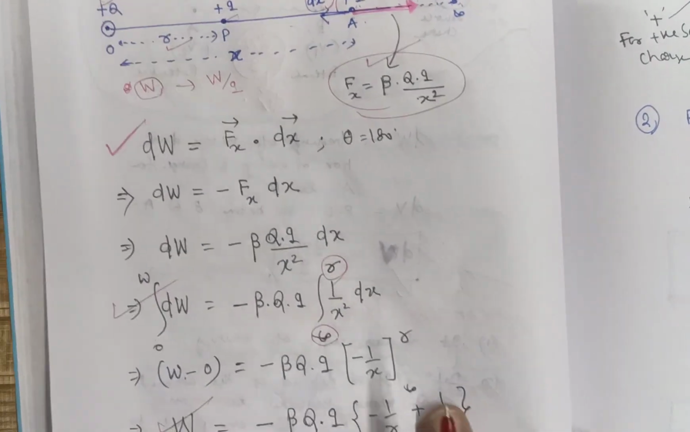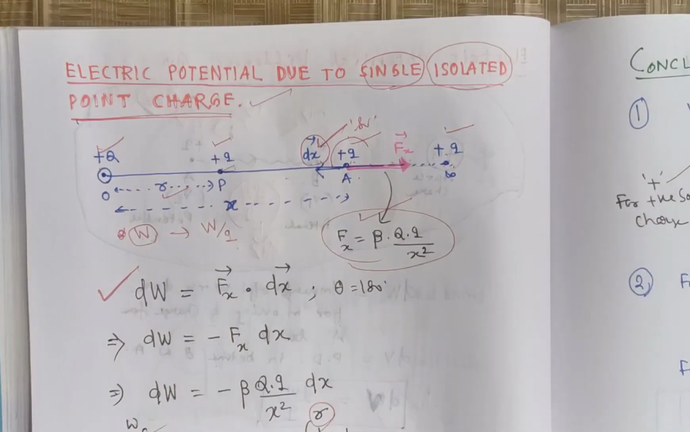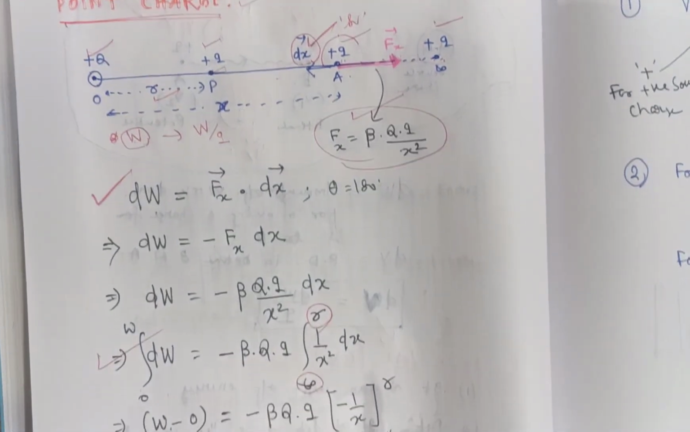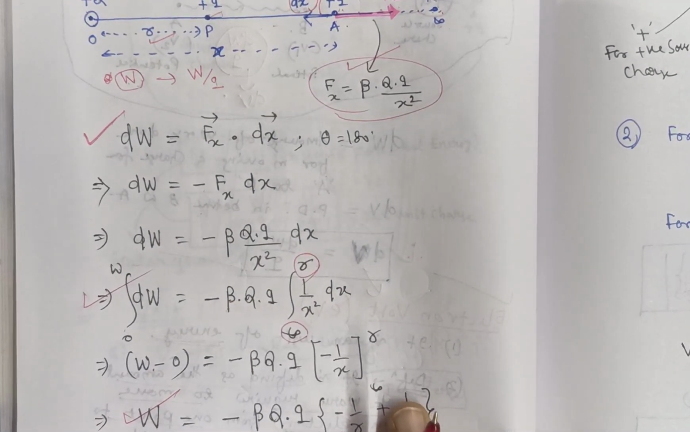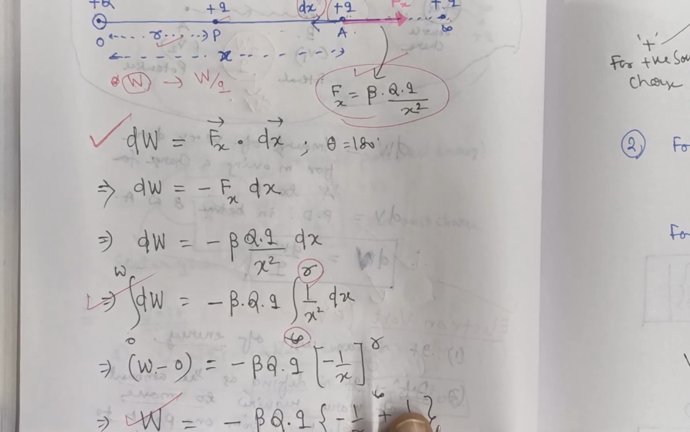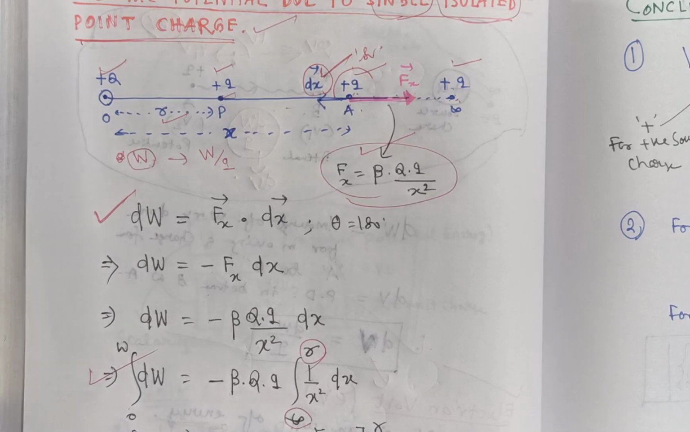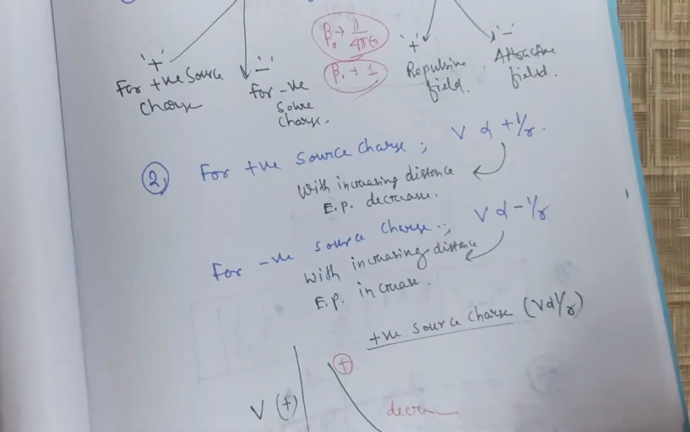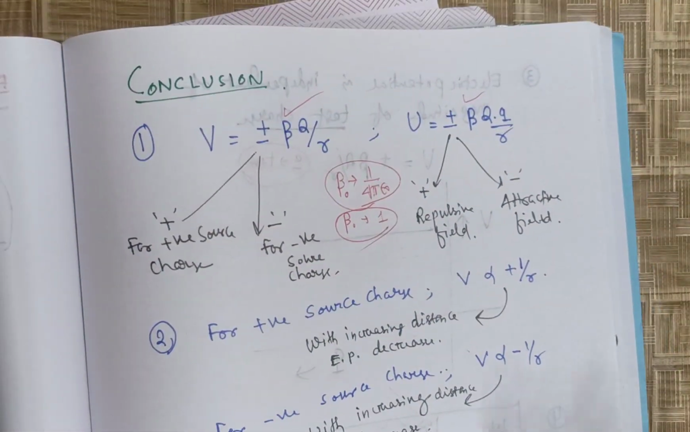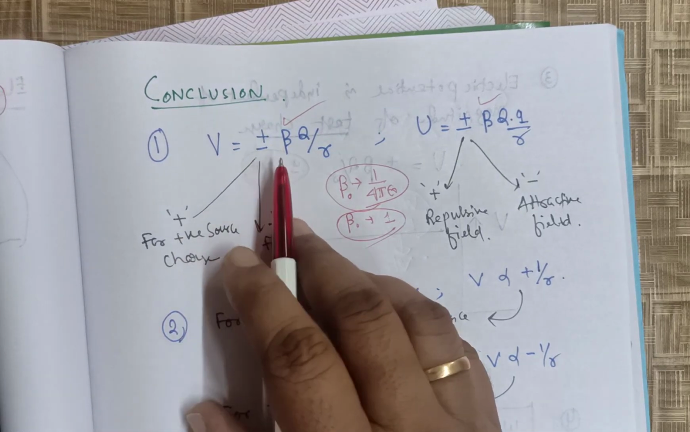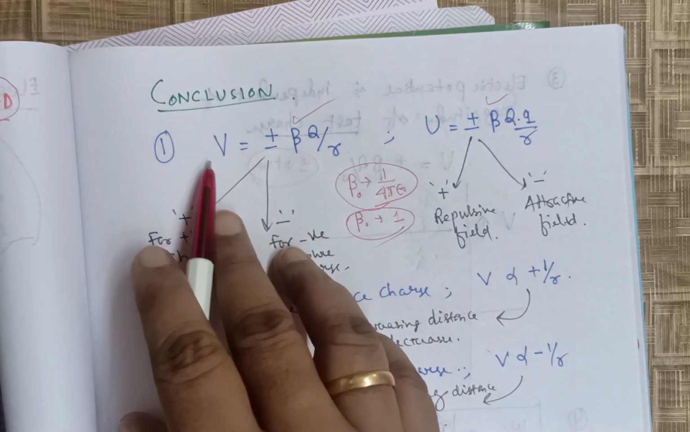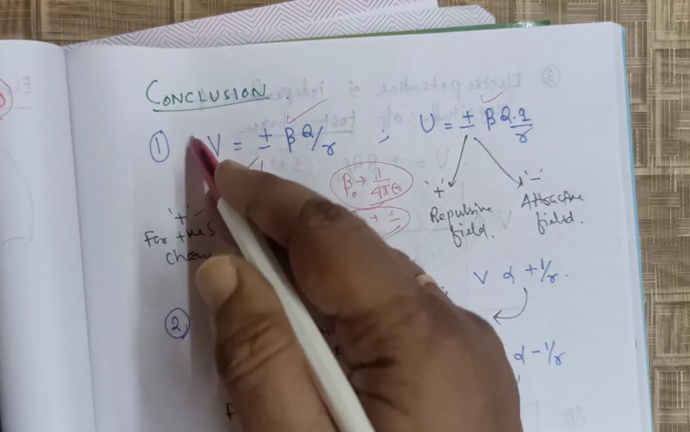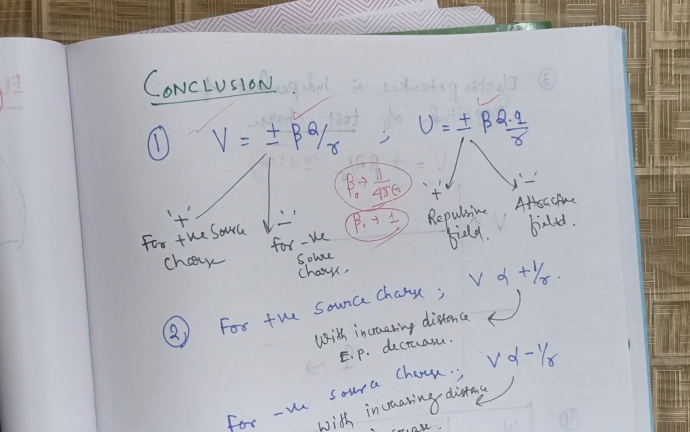Then we have discussed the general derivation of electric potential due to a single isolated point charge. So the general formula is plus minus 1 by 4 pi epsilon 0 Q by R for the SI system. And the positive sign is taken for a positive source charge, the negative sign will be taken for a negative source charge. And we have also discussed the different factors on which the electric potential depends.